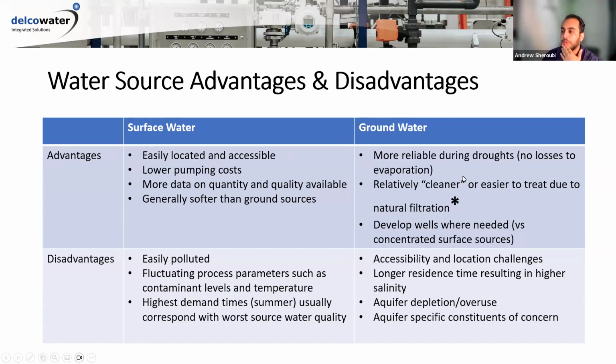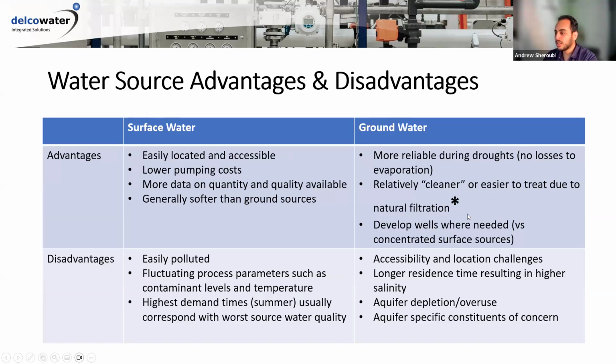Groundwater is more reliable. You don't get losses through evaporation. If you're withdrawing at a steady rate, the groundwater gets replenished through the water table or the water cycle. Now I have a note here that says it's relatively cleaner, but with a huge asterisk, because again, it does depend on what's in the soil. If you have a lot of industrial or a lot of agricultural areas around that use fertilizer, that gets seeped into the groundwater, so it's not always easier to clean.